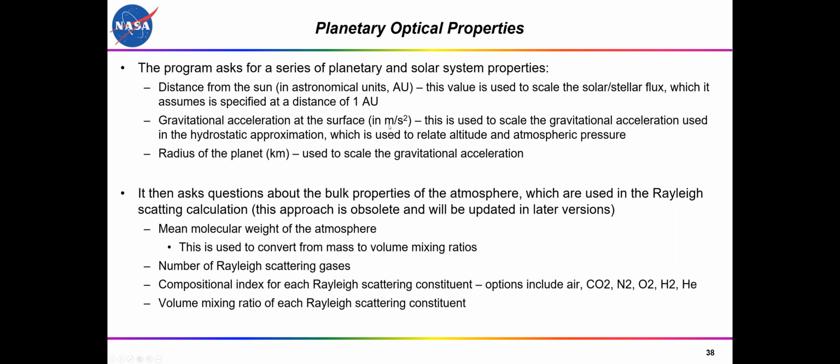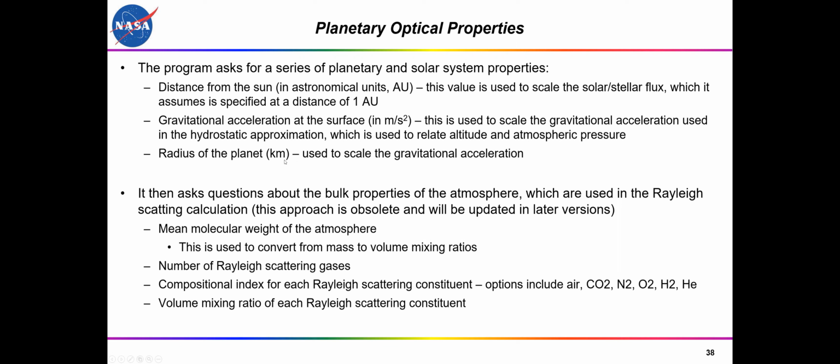It's going to ask you for the gravitational acceleration at the surface of your planet, because I have a hydrostatic approximation in there. I'm going to have to scale gravity so that I can scale my hydrostatic approximation. That's about the only thing I actually use this for at the moment, but it does ask for the surface gravity in meters per second squared. If you're looking at Jupiter, make something up. You have a reference radius for which you're going to use everything. Use that as your reference radius, and specify the gravity at that point.